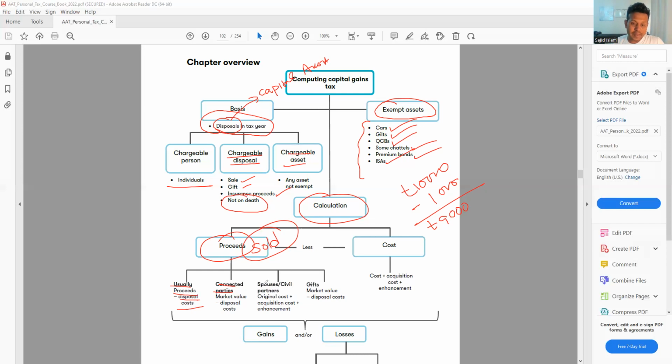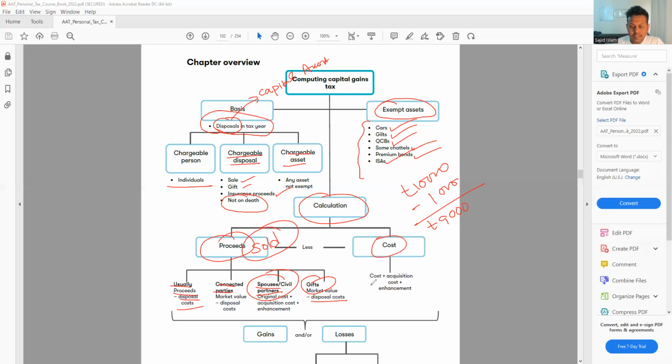A spouse and civil partner is exempted. So between the husband and wife, any sort of transfer will be exempted. Remember that. Then we have a gift. If you have a gift, again the market value will be considered, and the disposal cost.